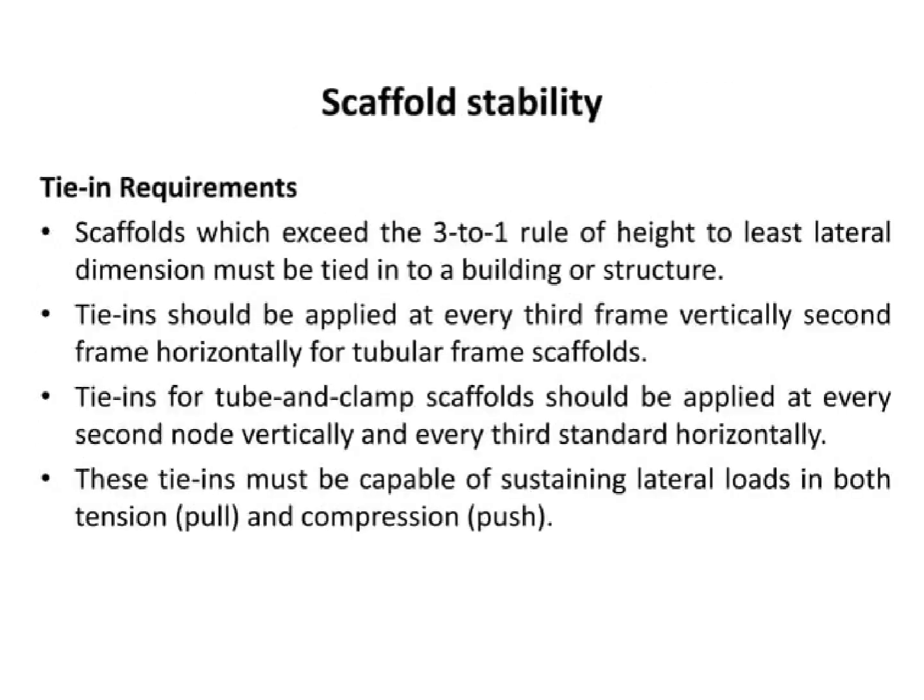Scaffolds that have a height to least lateral dimension ratio greater than 3:1 must be attached to a building or structure. For tubular frame scaffolds, tie-ins should be placed every third frame vertically and every second frame horizontally. For tube and clamp scaffolds, tie-ins should be placed at every second node vertically and every third standard horizontally. These tie-ins must be able to support and withstand both tension and compression forces to keep the scaffold stable.